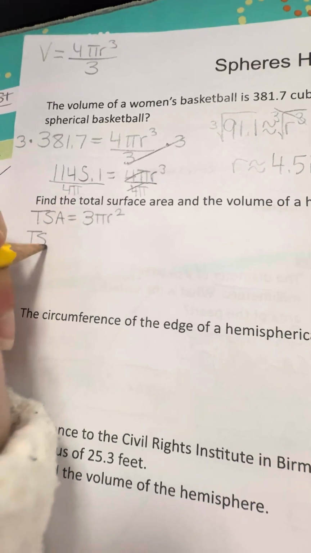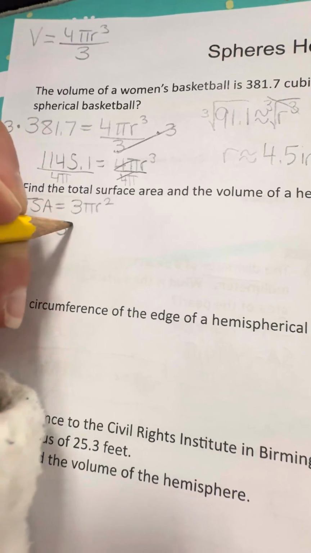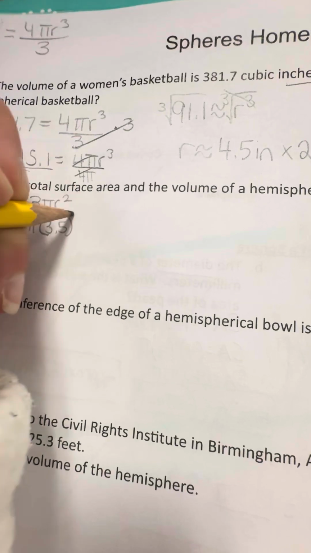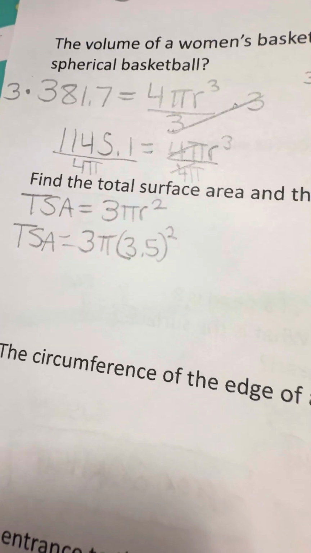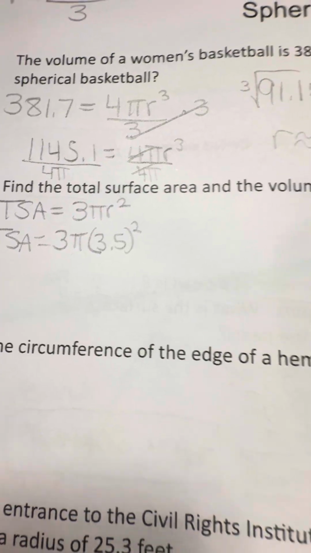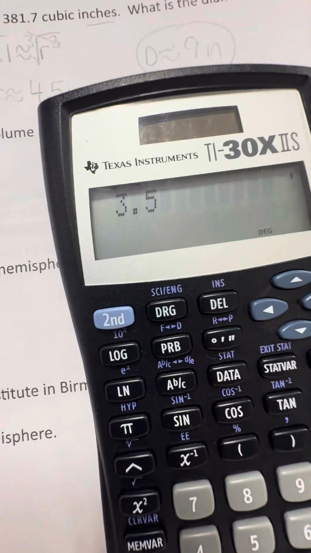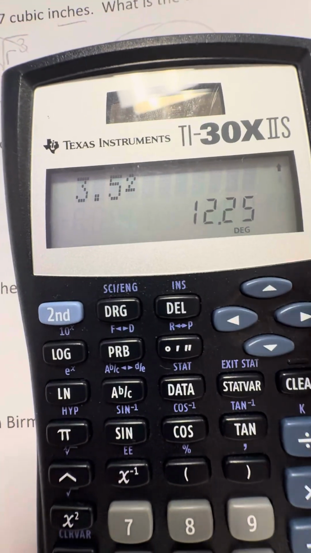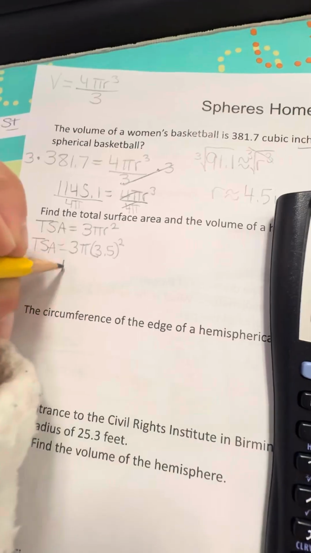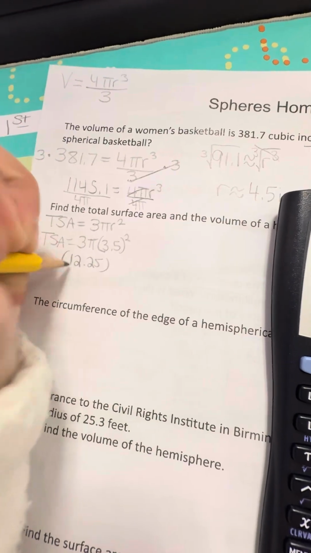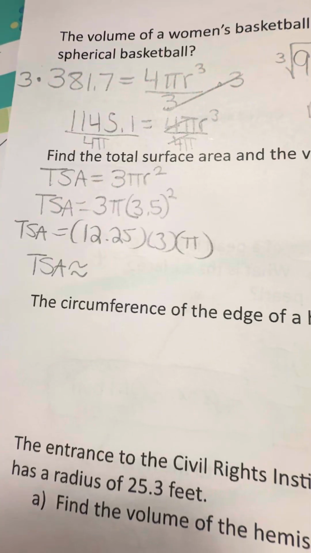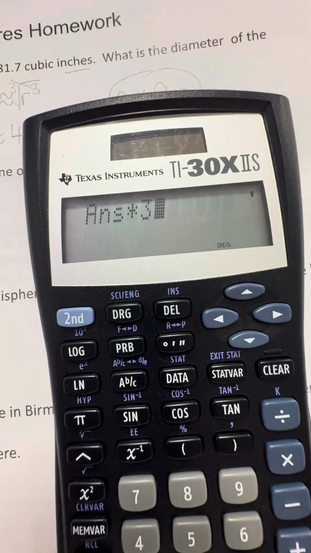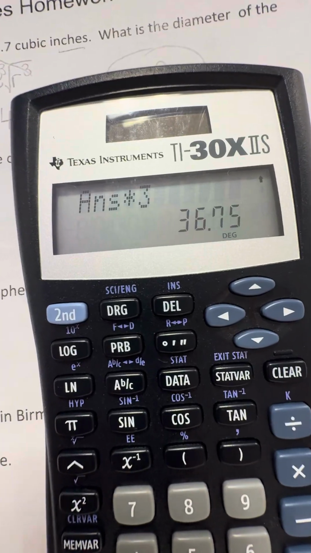So our total surface area will be equal to 3 pi, and then we're going to put in parentheses 3.5, and we're going to square that. So you're going to want to do order of operations. You're going to do the 3.5 first. So 3.5 on my calculator, hit the square button, which in this case is right down here. I'm going to get that answer, 12.25. And then we're going to take 12.25 and multiply that times the 3. As you can see me doing on my calculator, we get 36.75.